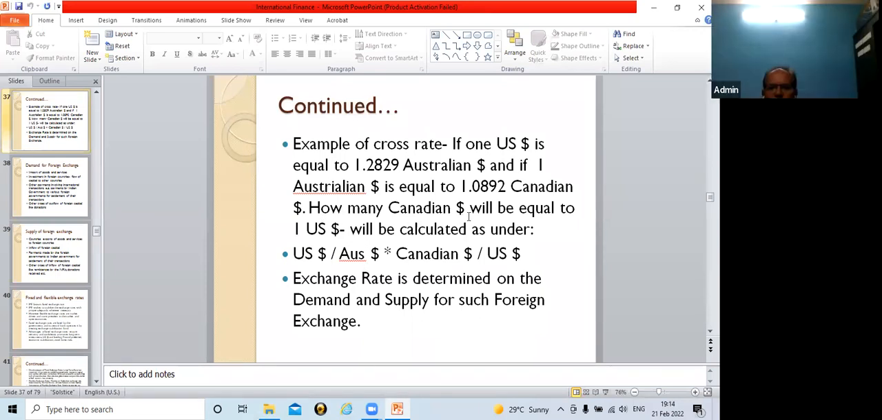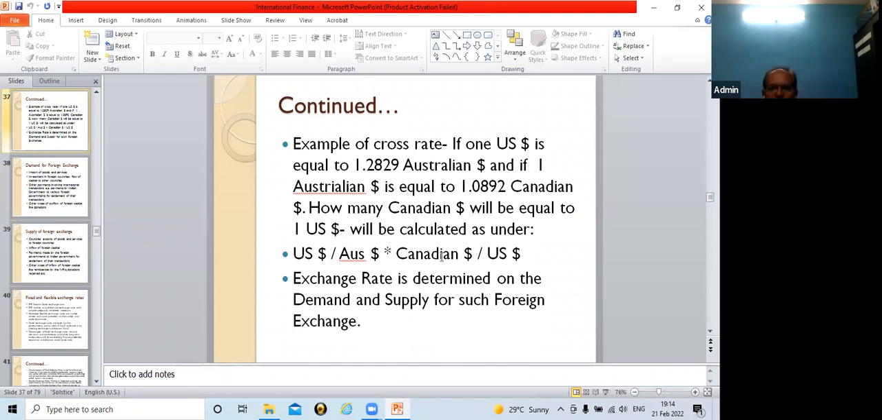How many Canadian dollars will be equal to $1 will be calculated as under. आता बघा आपल्याला जर असं काढायचं असेल की एका डॉलर मध्ये किती कॅनेडियन डॉलर आहे, तर हा कसा काढणार आपण, $ डिवायडेड बाय ऑस्ट्रेलियन डॉलर किंवा कॅनेडियन डॉलर डिवायडेड बाय $. म्हणजे मग आपल्याला हे रेट मिळतील त्यांचे.